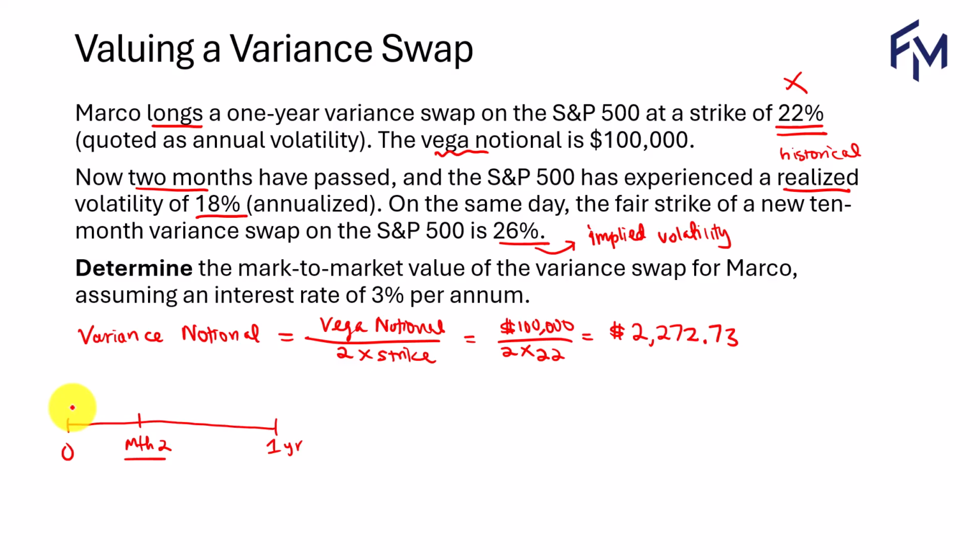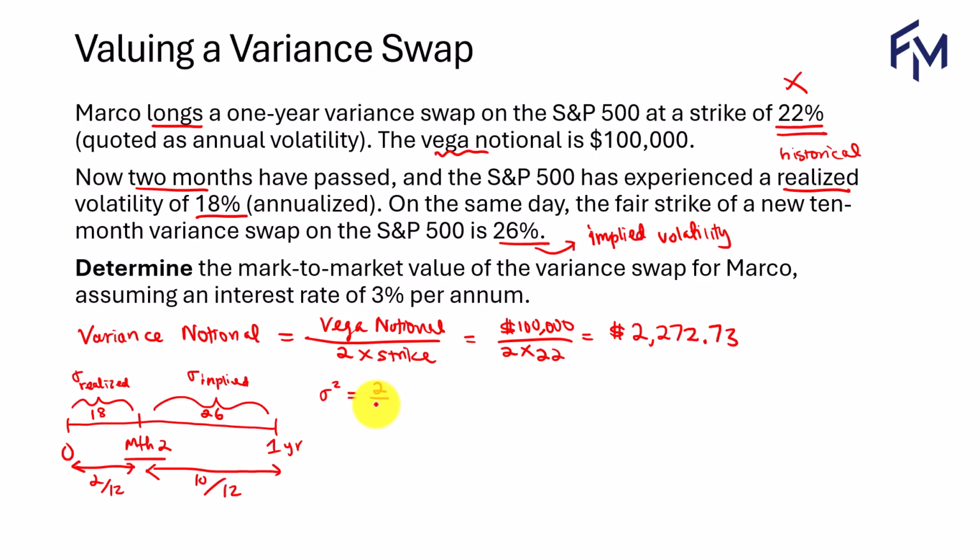So the realized volatility is 18, I'll just put 18%. And we have the implied vol, which is 26%. We're going to take a weighted average of this. The 18% is over 2 months, which is 2 over 12, and that 26% is over 10 months. So we'll take a weighted average, a weighted variance, I call that.